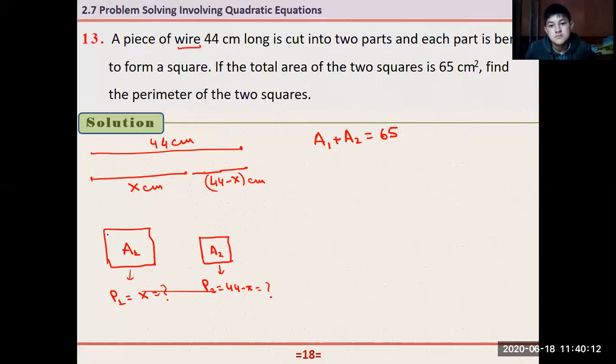Now, this is a square, which means all sides are equal, right? And this is also a square, so all its sides are equal.